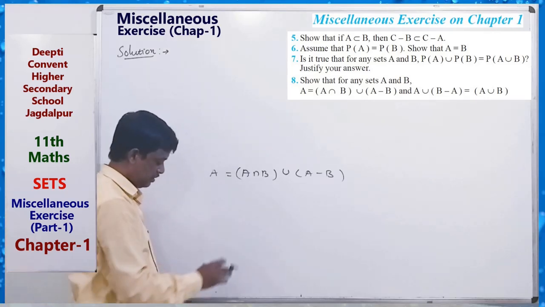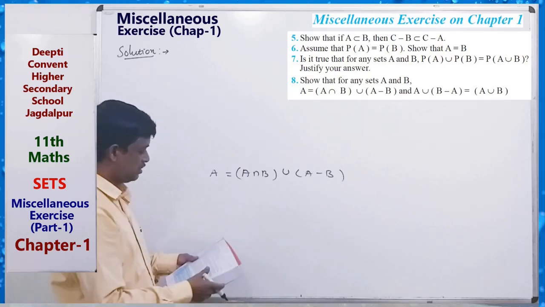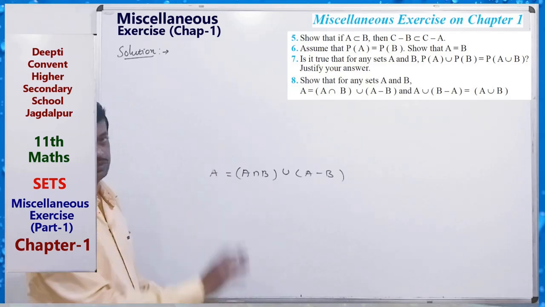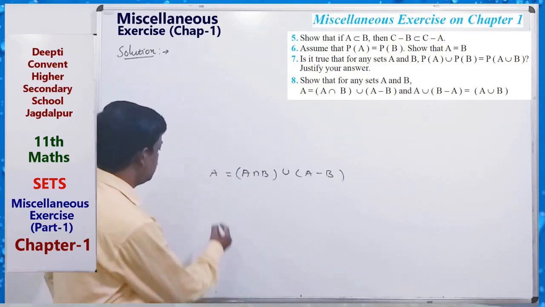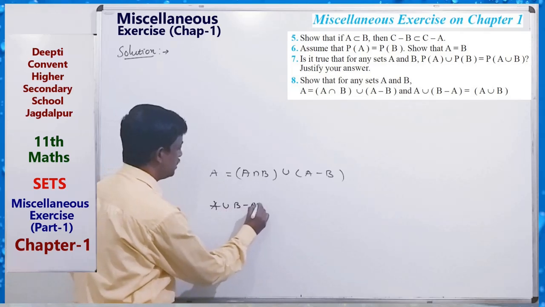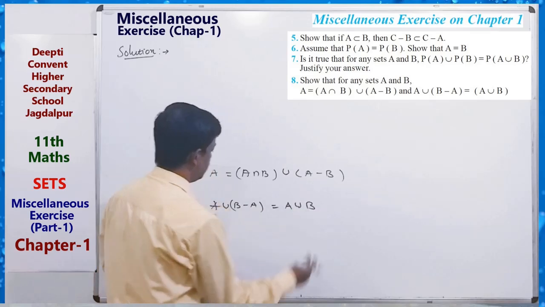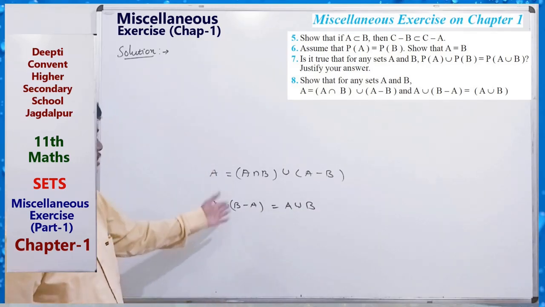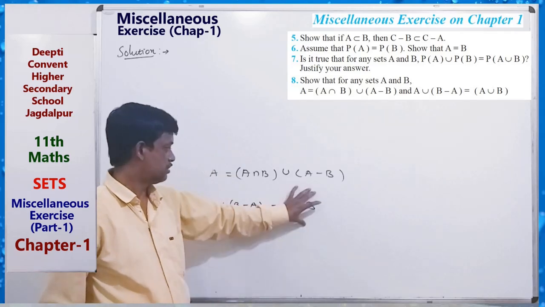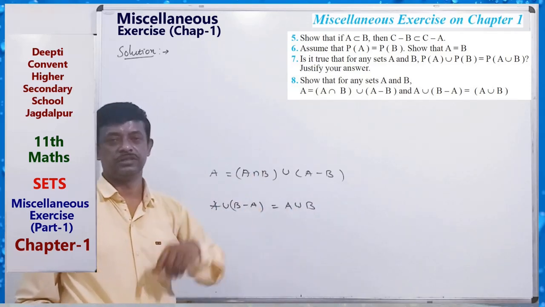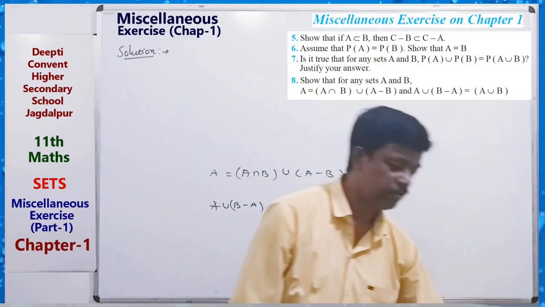Here for any 2 sets, A equals this is true. And the second relation also, A union B minus A is equal to A union B, is also true. Prove this subset of this and also this subset of this. Then we can say this is equal to this. So up to question 8, you have to solve in your copy and send to me for your attendance. Okay.